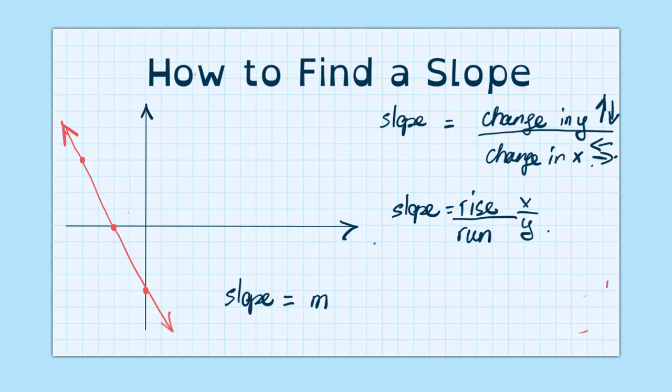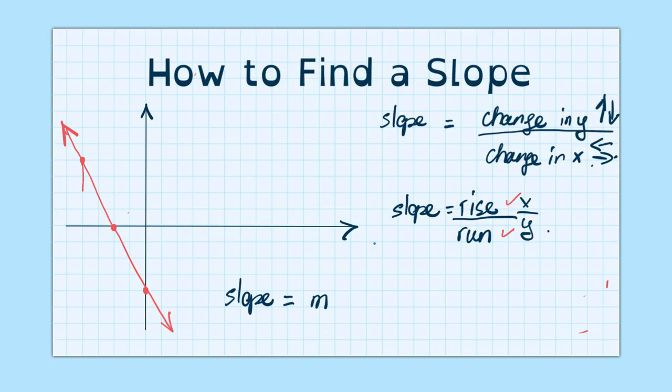We can start, let's say, with the points that are further away. And now again, what we're doing is we're going to try and find the rise and the run. That means vertical and horizontal change. So let's go ahead and start with the rise.